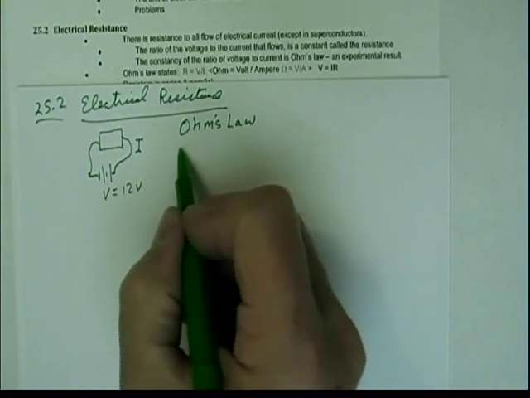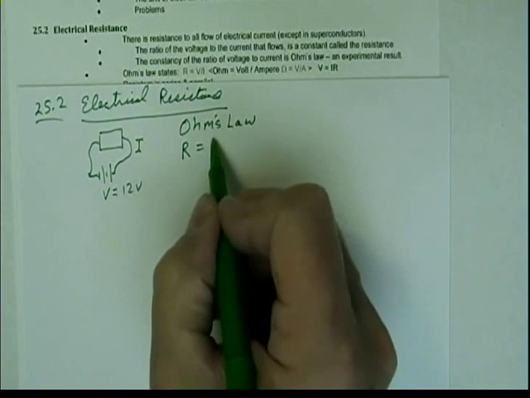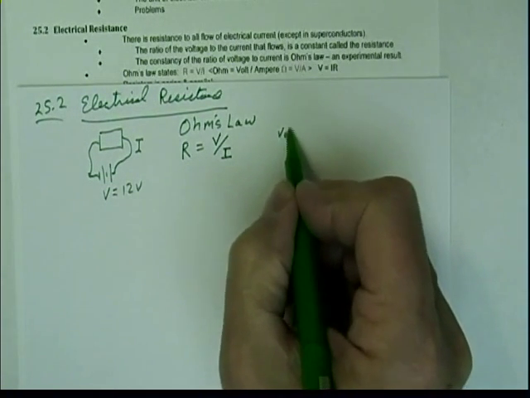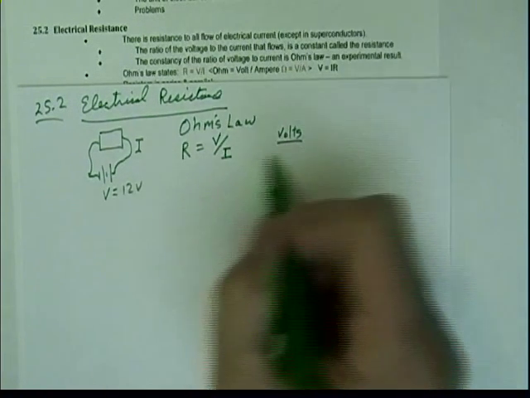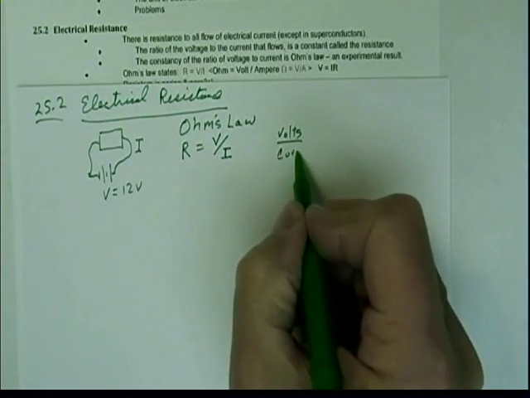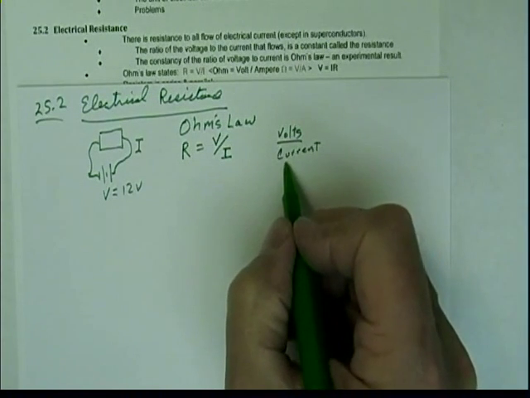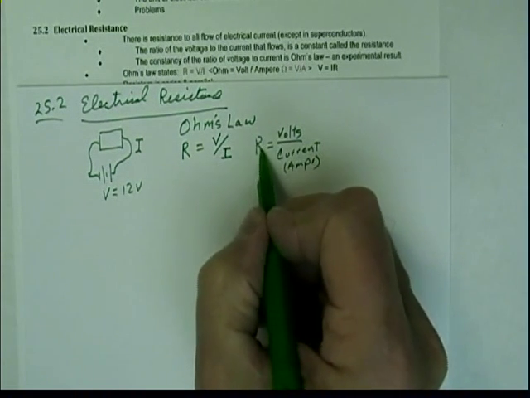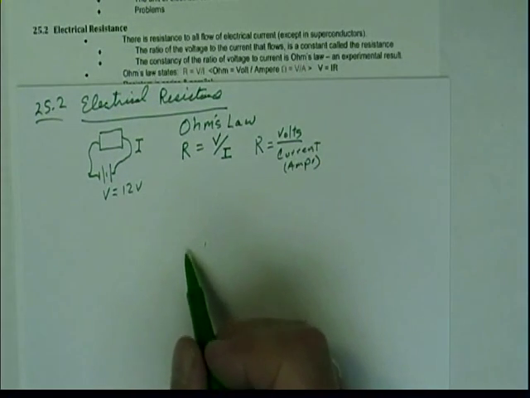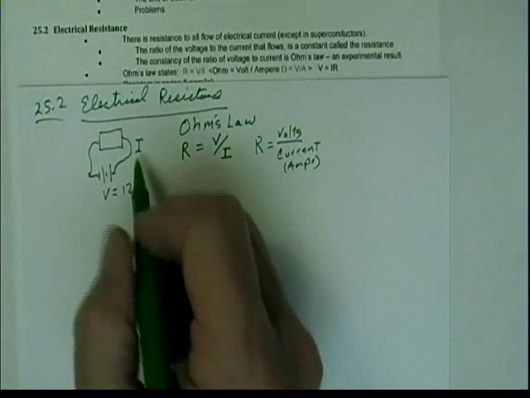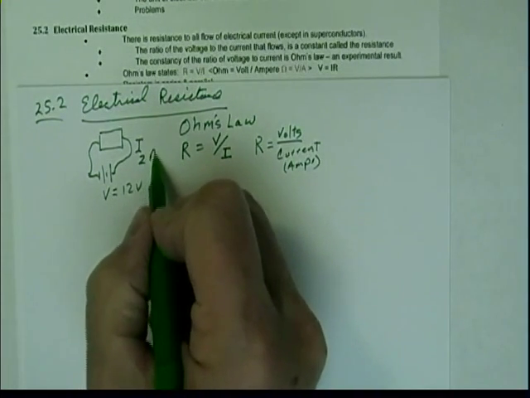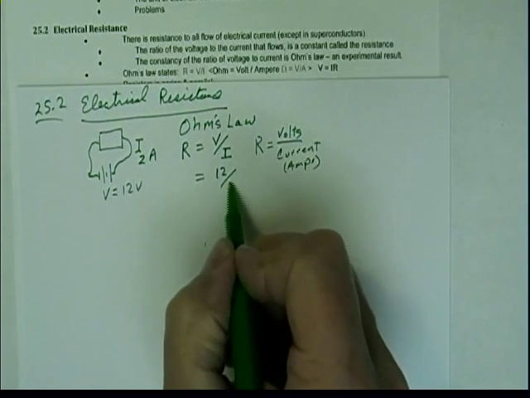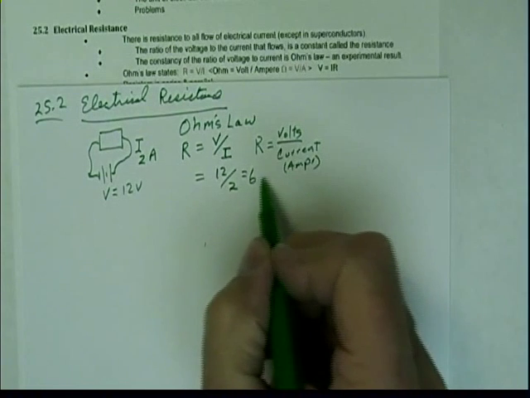Mathematically, we state it this way. We say that if we take the voltage, in volts, and divide by the current, in amps, then we will get the resistance, R. And for example, on our 12-volt battery, if we got a current of 2 amps, then we would see that our resistance would be our 12 volts divided by our 2 amps, or equal to 6.